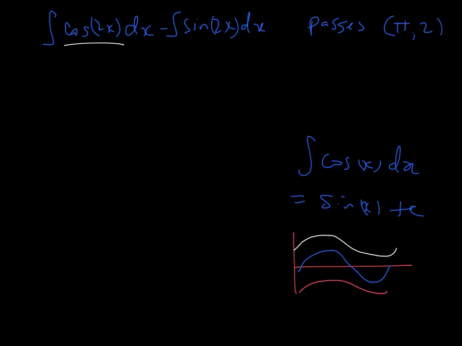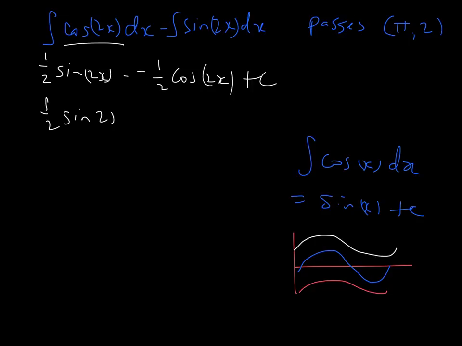we anti-differentiate this, and we end up with 1 over 2 sine of 2x minus negative 1 over 2 cos of 2x. And we've got our plus c. So from there we simplify: 1 over 2 sine of 2x plus 1 over 2 cos of 2x plus c.